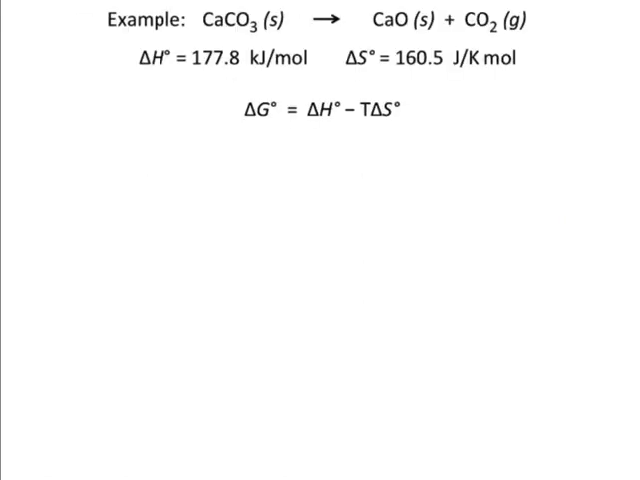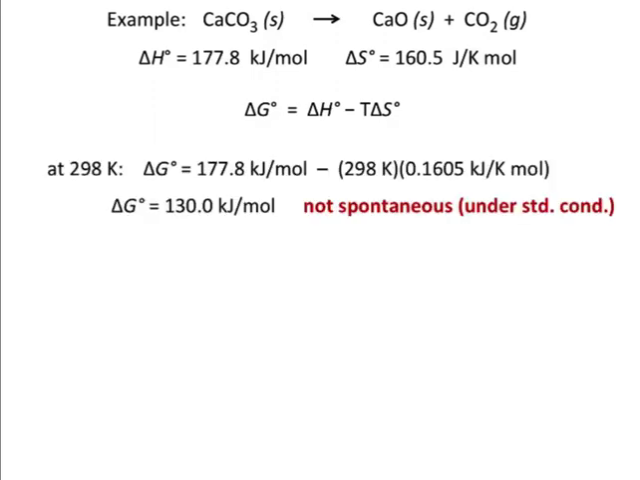All right, let me scoot this up. So let's just show a couple examples here. Say we're at 298 K, which is 25 Celsius. We just plug the numbers in, from above, into this equation for the Gibbs free energy. And we see that this is a positive number at this temperature. So we can conclude that at this temperature, under standard conditions, this is not a spontaneous reaction.